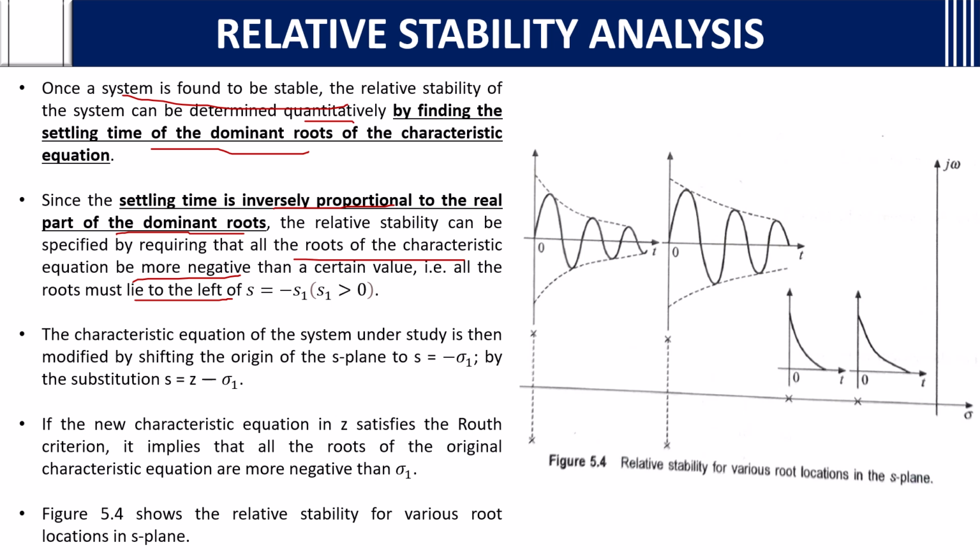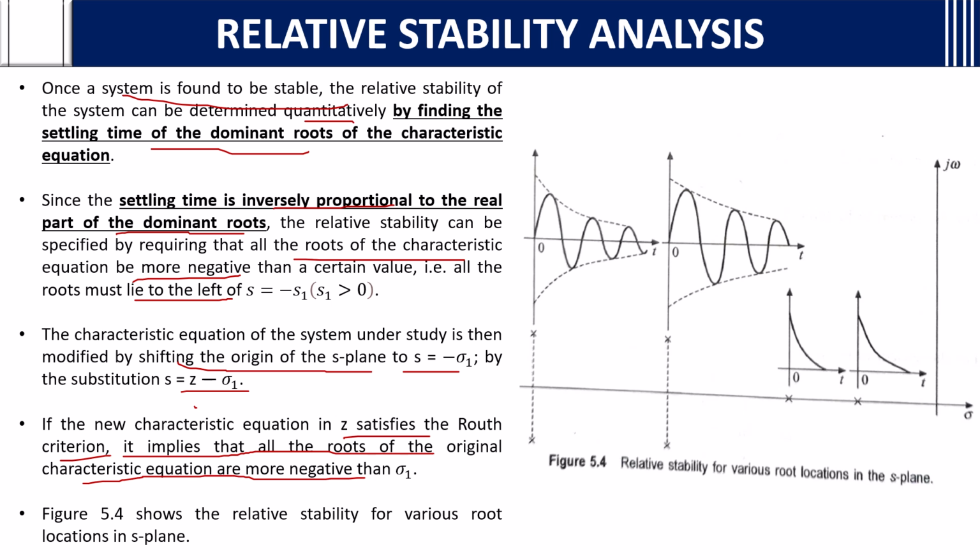The characteristic equation of the system under study is then modified by shifting the origin of the s-plane to s equals minus sigma 1. By substitution, s equals z minus sigma 1. In place of s, you will substitute z minus sigma 1. If the new characteristic equation in z satisfies the Routh criterion, it implies that all roots of the original characteristic equation are more negative than minus sigma 1.